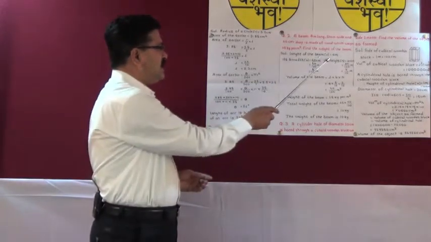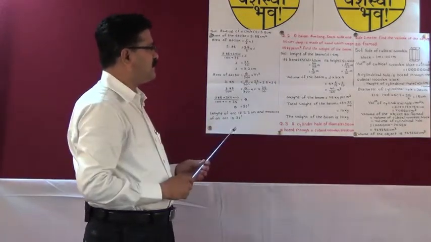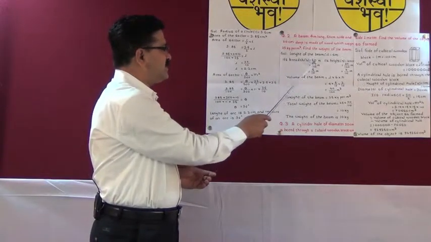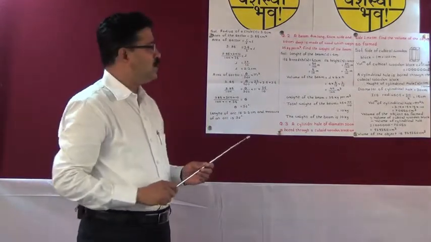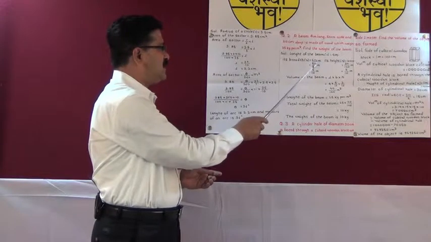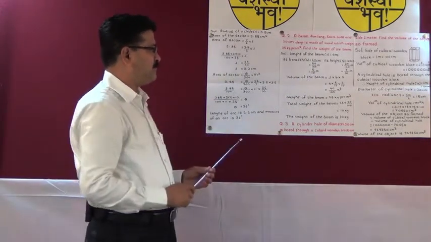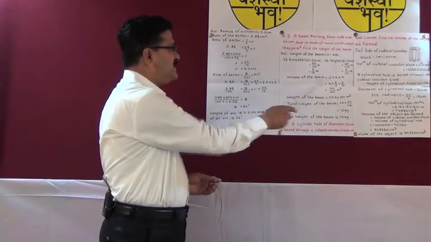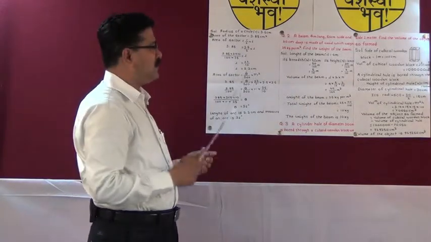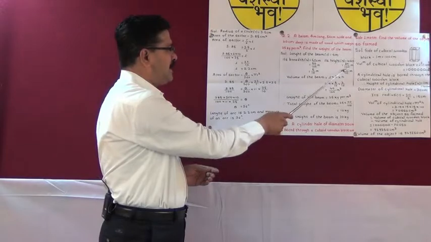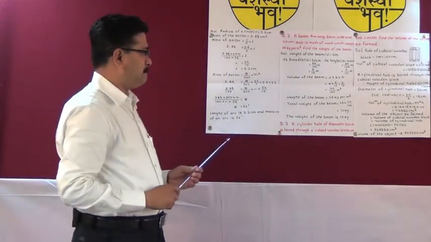Length of the beam is L equal to 4 meter. Its breadth is 50 centimeter. Now we will convert this 50 centimeter into meter, so that comes out to be 5 upon 10 meter. Height is 20 centimeter. Convert it into meter, so divide by 100, you will get 2 upon 10 meter.